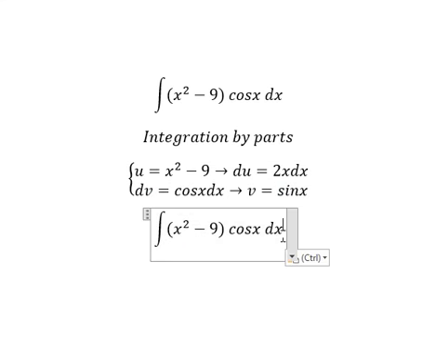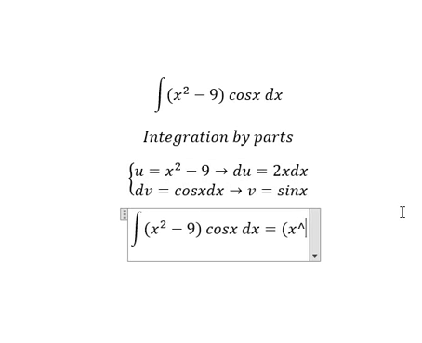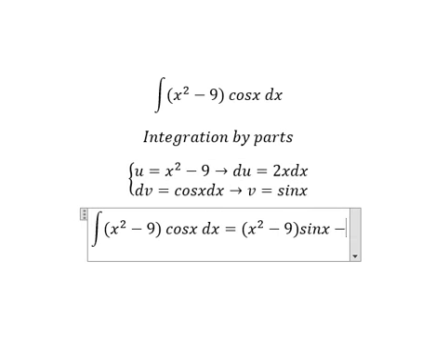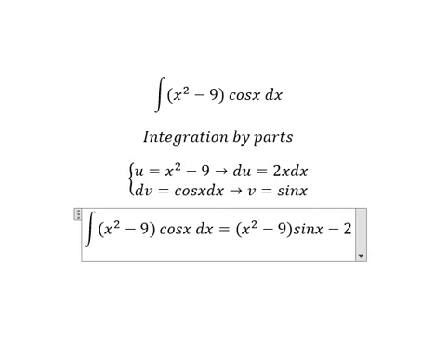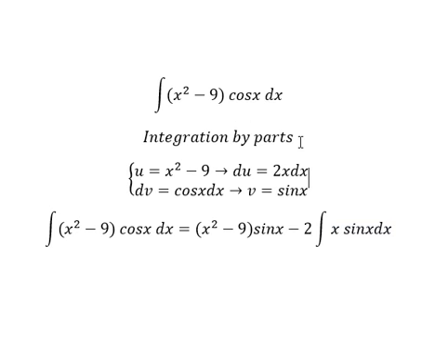So we have u multiplied by v minus du multiplied by v. So we have number 2 in here. And we have the integration of s sine s ds. Next, we continue to use integration by parts.